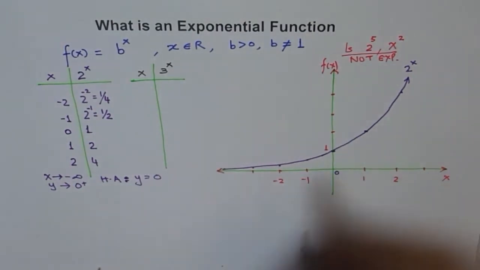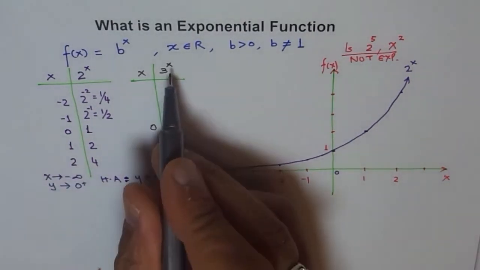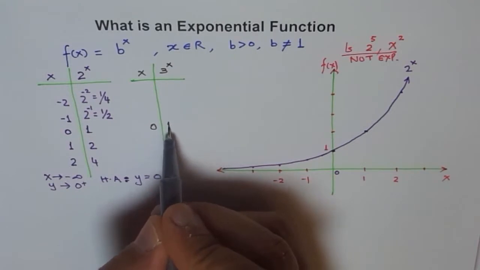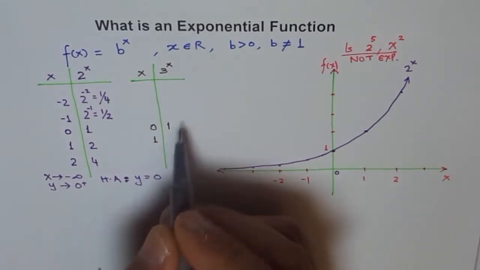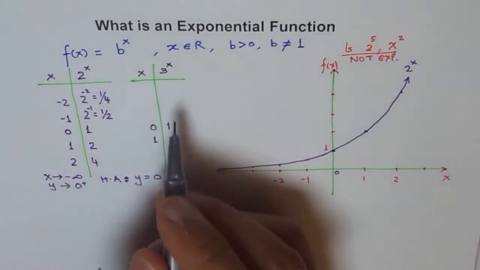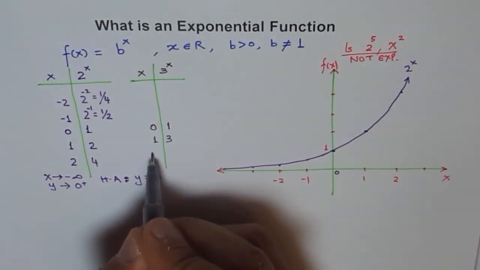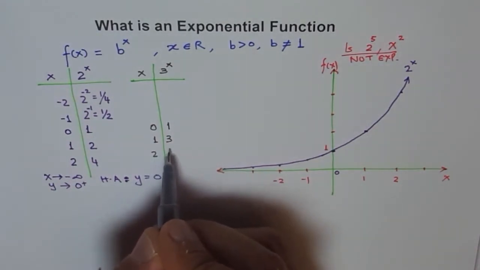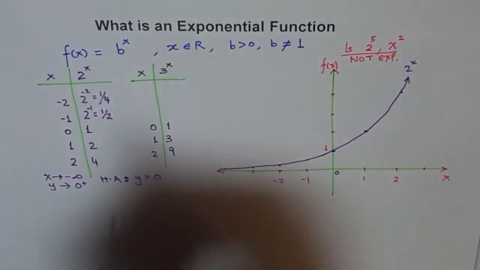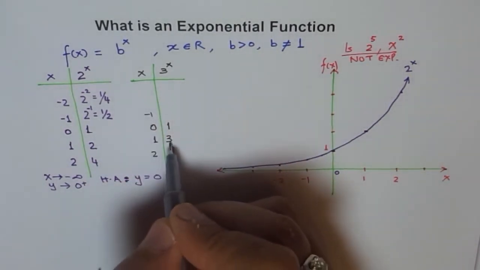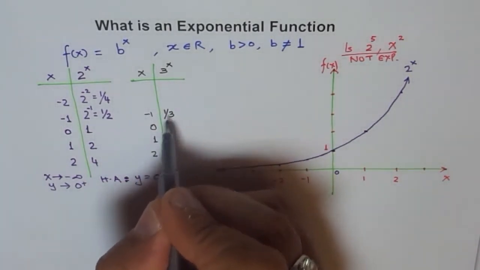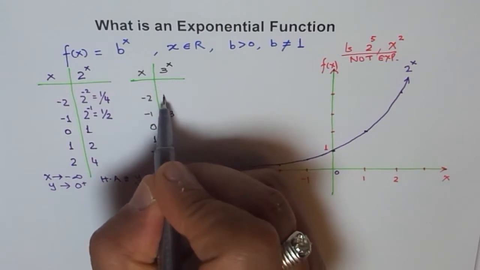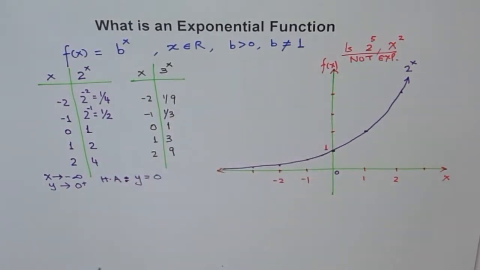So for 0, 3 to the power of 0 is 1, right? And for 1, 3 to the power of 1 will be 3. And for 2, it will be 3 to the power of 2, 3 squared, which is 9. And for minus 1, we'll get the reciprocal, 1 over 3. For minus 2, we'll get 1 over 9, 1 over 3 squared.